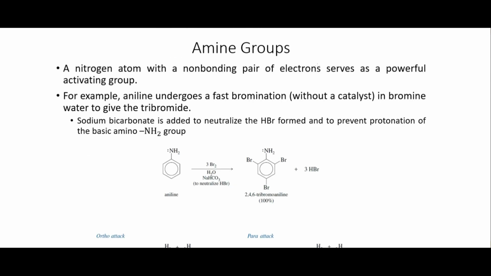The other one we're going to look at are the amine groups. So this one also has that lone pair. It's going to be very fast. Again, if we put this in water without any catalyst and we have enough bromine, it's just going to end up with the tribromide version of it right there. And again, this is because of the same reason we saw with the ether group. We have that lone pair that can come down and actually stabilize the carbocation on that carbon right there for the ortho and the para attack, where the meta would once again only have the carbocation on those secondary carbons, and so it is less stabilized.